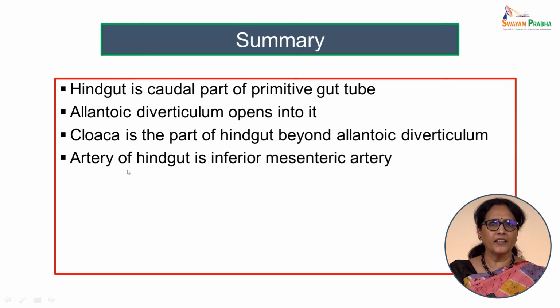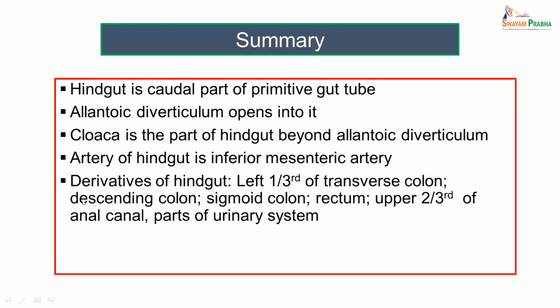The artery of hindgut is inferior mesenteric artery. It is a branch of dorsal aorta. Dorsal aorta gives rise to branches to the foregut, which is celiac trunk, midgut, superior mesenteric artery, and the artery of hindgut, that is inferior mesenteric artery. Inferior mesenteric artery supplies all the derivatives of hindgut.